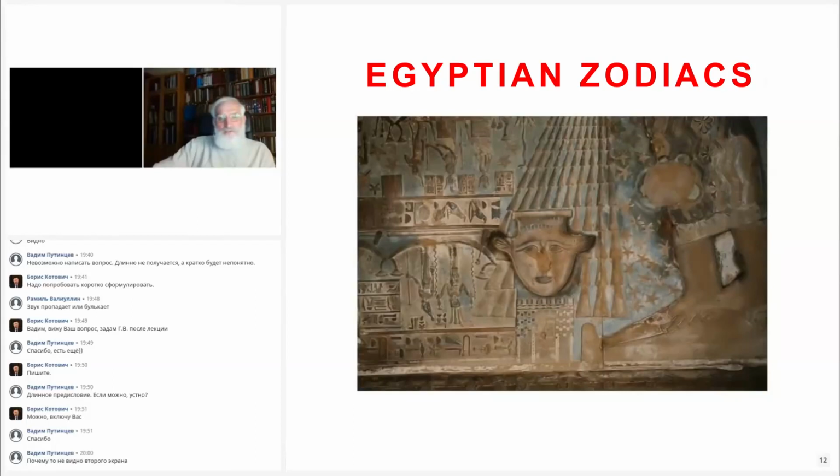This is the rectangular zodiac in the Dendera temple as well, but in the main temple. The previous one is in the chapel on the roof of the temple, and this one is large, on the ceiling of the main temple.